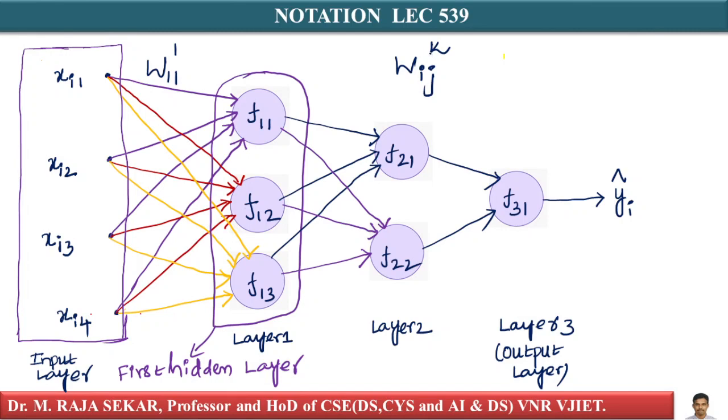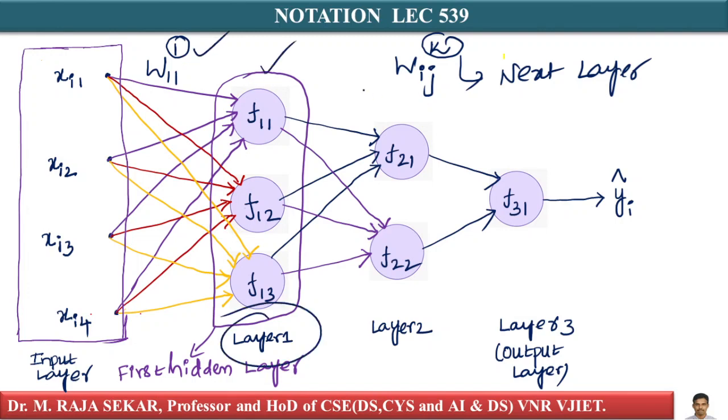What does this mean? k basically says what is the next layer. This k indicates the next layer. Here, what is the next layer? The next layer is the first layer, layer 1. 1 means this is layer 1. What is the next layer? k basically says what the next layer is.